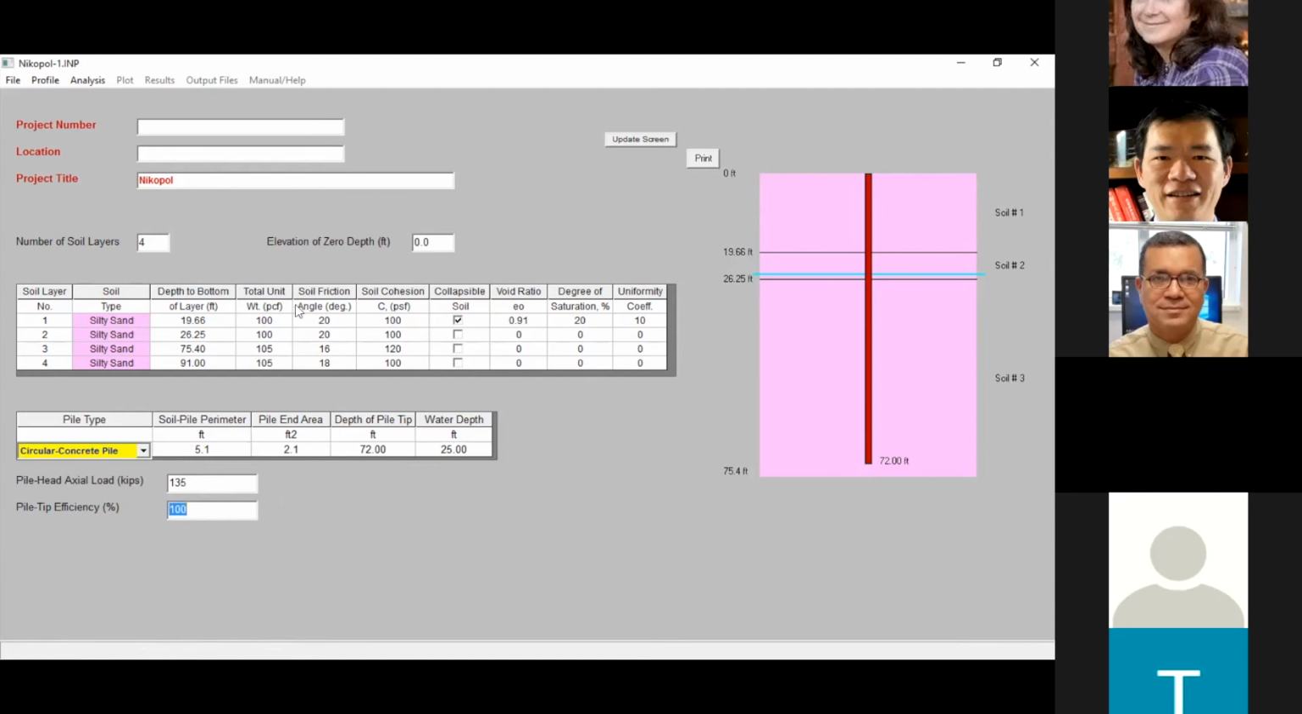So when you have a situation like this, and I provide my properties here, I can go and perform the analysis. In this case, what type of analysis would you like to have, with down drag or without down drag?